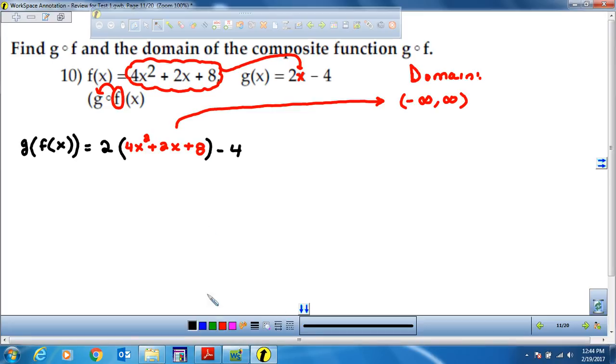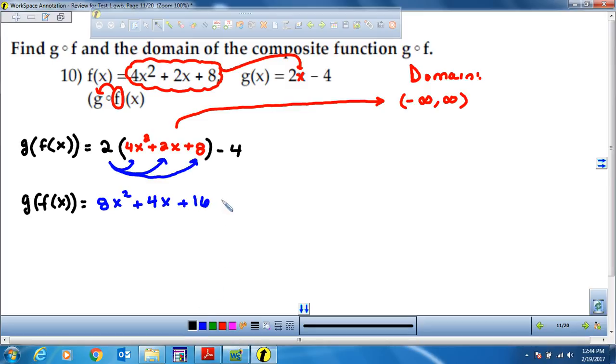Now, let's finish this up by distributing, or we're going to simplify this function g of f of x so we can finish this. So we're going to distribute the 2 over to these three terms. 2 times 4x squared is 8x to the second power. 2 times 2x is going to be 4x. And 2 times 8 is going to be a positive 16. Then we're going to have a minus 4. Then to finish this problem, we're going to combine the like terms right here.